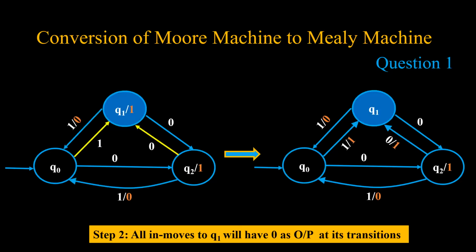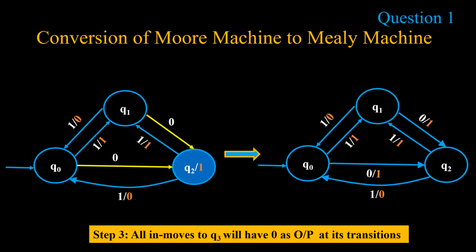Next we move to Q1. In Q1 we had two moves, one coming from Q0 on 1 and one coming from Q2 on 0. Now we will put 1 on both these in moves. Why? Because Q1 had 1 as its output. So these two moves will have output as 1 in their transitions.